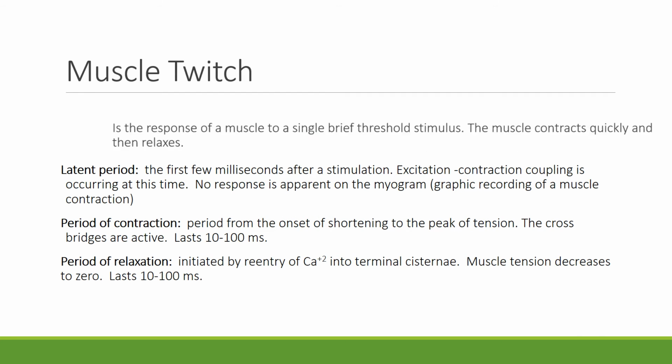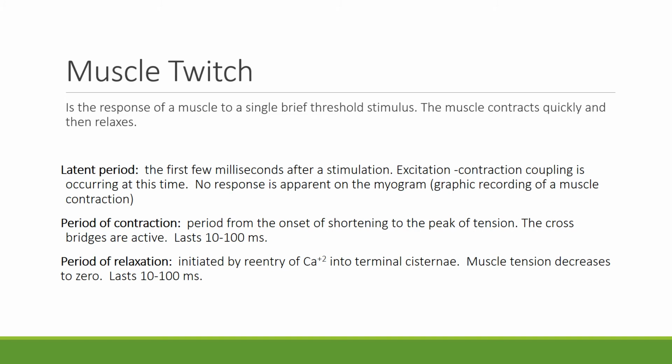The second phase is the period of contraction. This is the period from the onset of shortening to the peak of tension. The cross bridges are active during this time, and it lasts between 10 and 100 milliseconds.